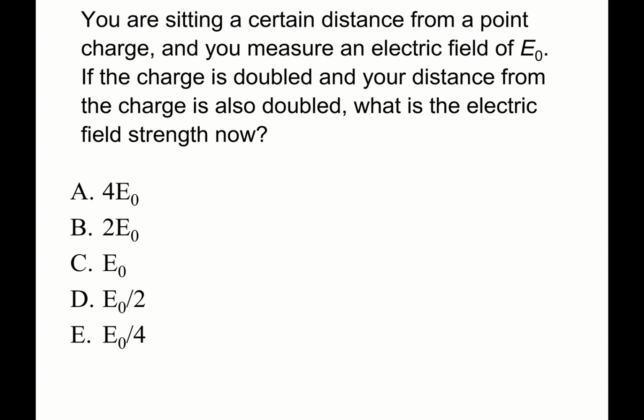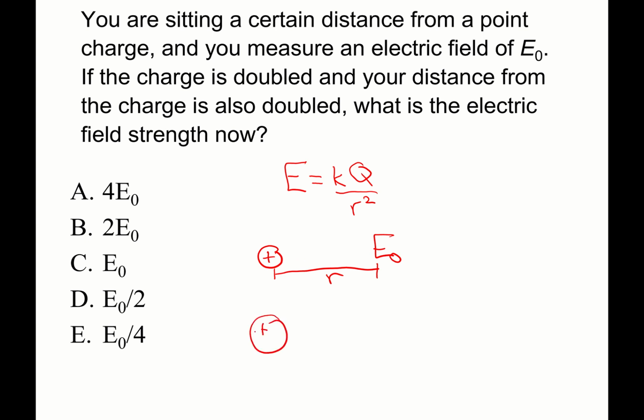Another kind of question you might be asked to do is to do some manipulations of the equation. So remember, electric field is kQ over r squared. We only have one Q here because it's just the field due to a charge. So let's say that we're sitting a certain distance away from my charge. So here's my charge. I'm a certain distance away from it, and I measure a field E0. Now if I make my charge twice as big and I make my distance also twice as big, then my question is, what's my new electric field?